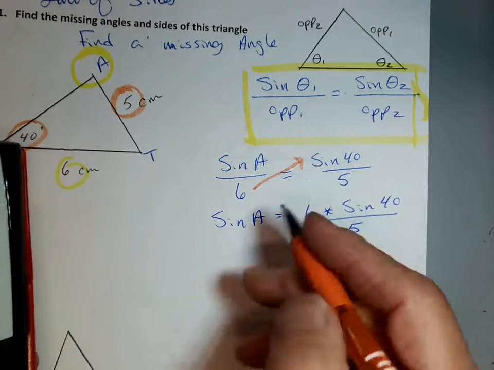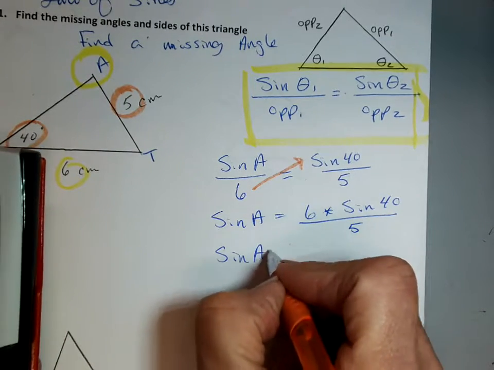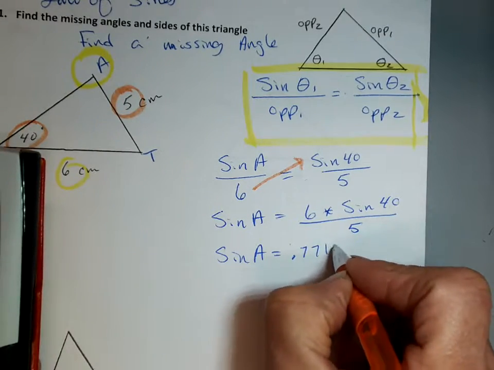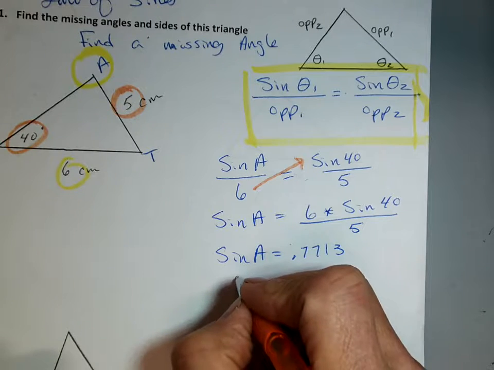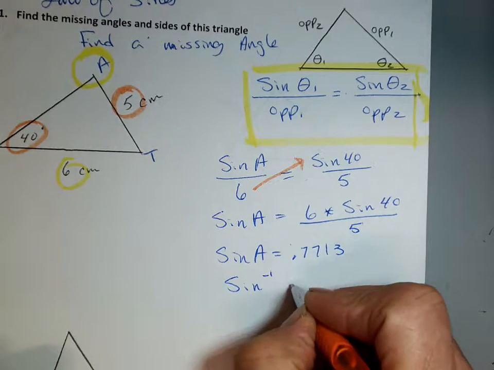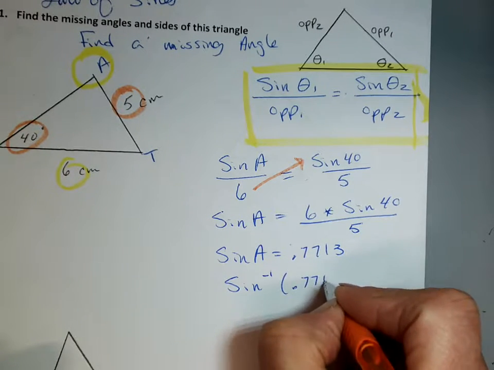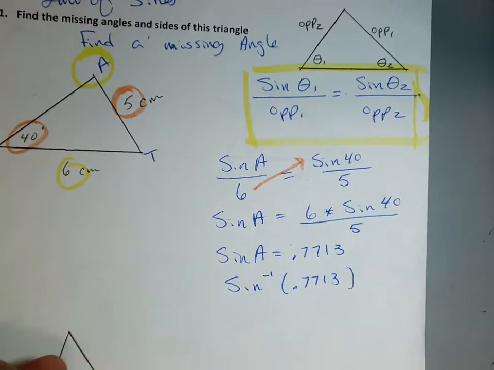So what I have is really sine of A is equal to 0.7713, blah, blah, blah. But if I want to find an angle, I have to do the inverse. So I'm going to go sine inverse of 0.7713, blah, blah, blah, blah.